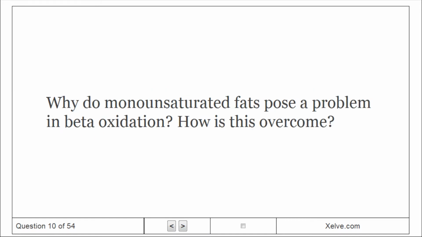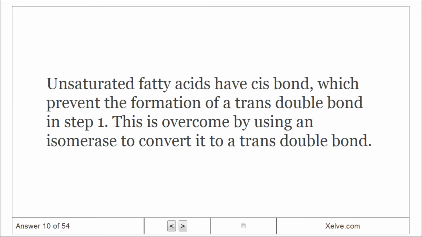Why do monounsaturated fats pose a problem in beta-oxidation? How is this overcome? Unsaturated fatty acids have cis bonds, which prevent the formation of a trans double bond in step 1. This is overcome by using an isomerase to convert it to a trans double bond.